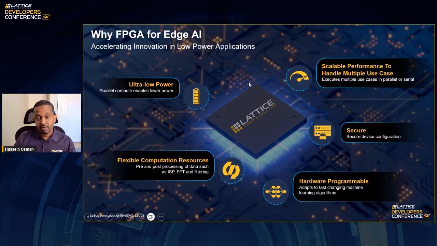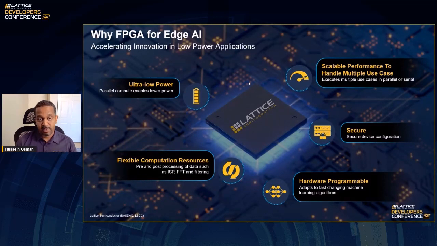FPGAs tend to do really well for edge compute due to the following: the ultra low power capabilities of the device. Parallel compute, lower clock rates, and the ability to run things sequentially and in parallel provide overall lower power consumption for the same use case versus an MCU or some ASIC devices. Then there's the flexibility of the resources: being able to create an AI accelerator, an ISP, and other functions is really useful for a system designer, to have a device that is able to do multiple things at the same time.